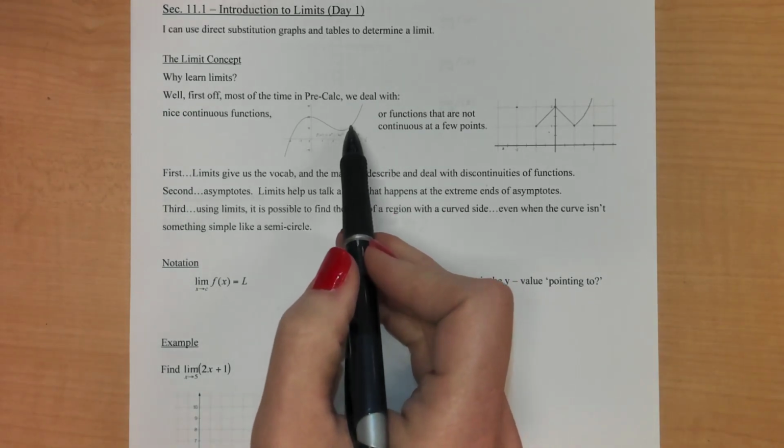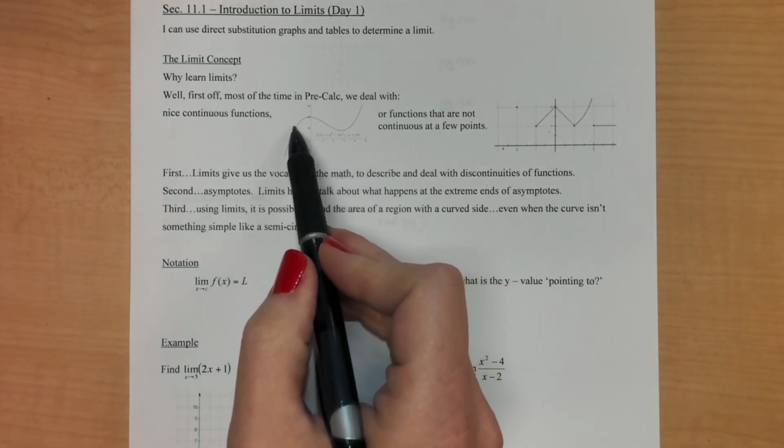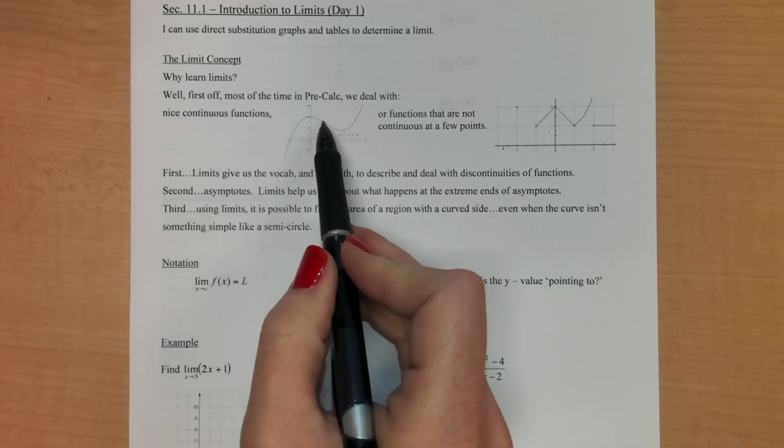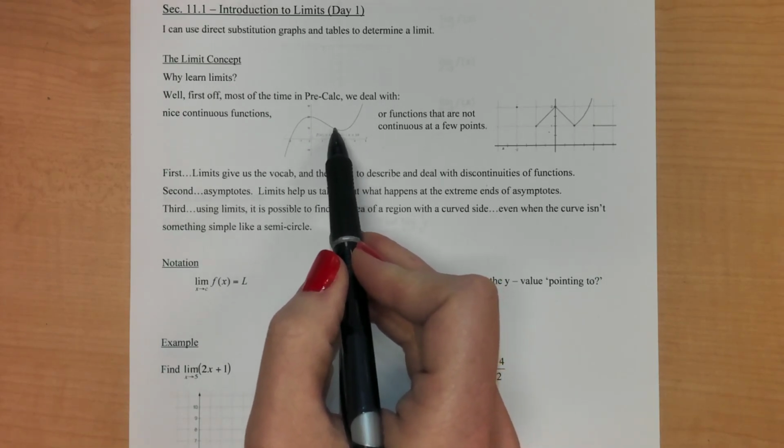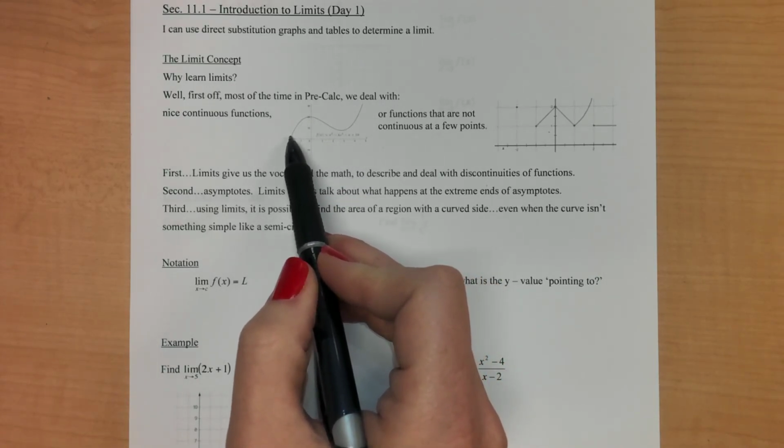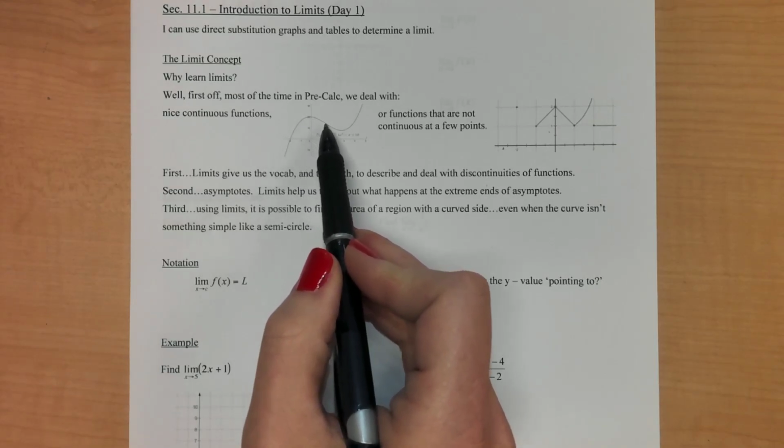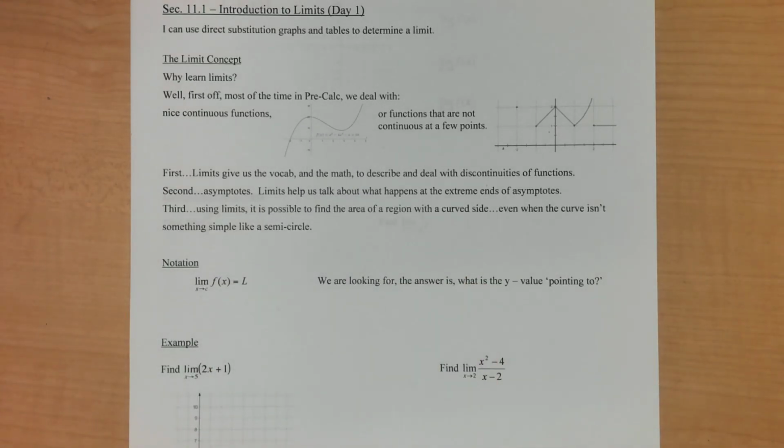So maybe we needed to find the area under this curve, and it's not very straightforward because it's not really a semicircle. It's made up of a lot of different turns. It's not just a perfect shape like you've dealt with in the past.